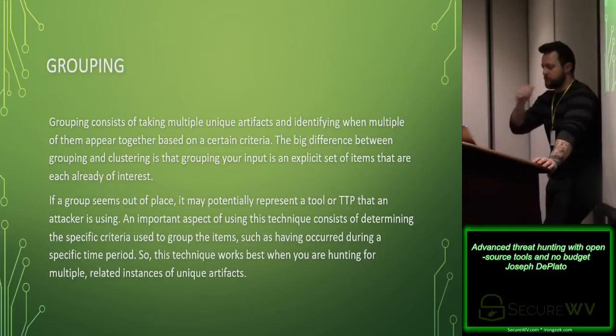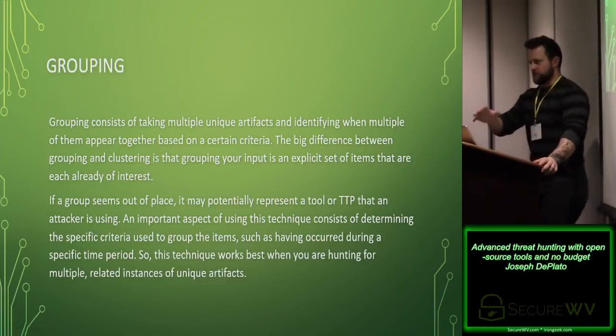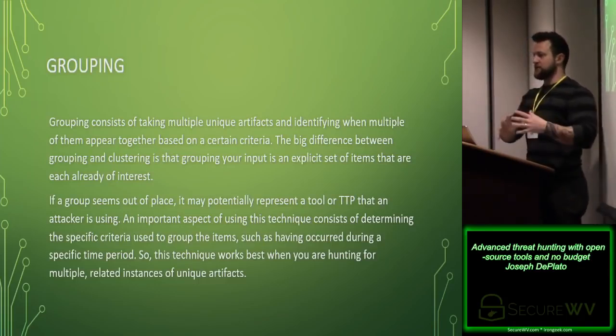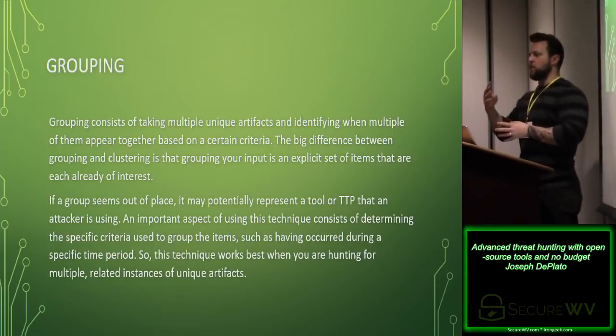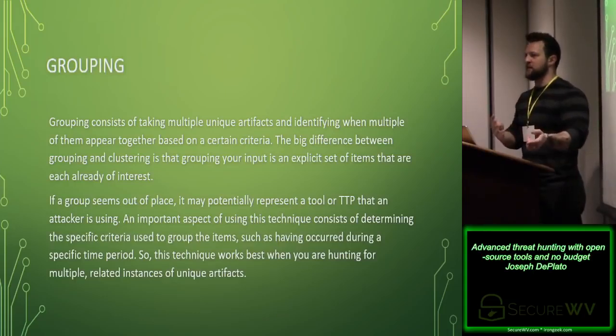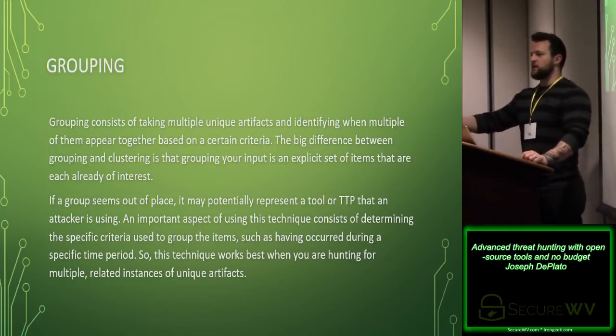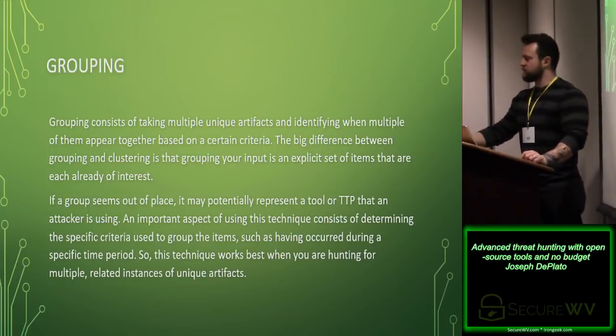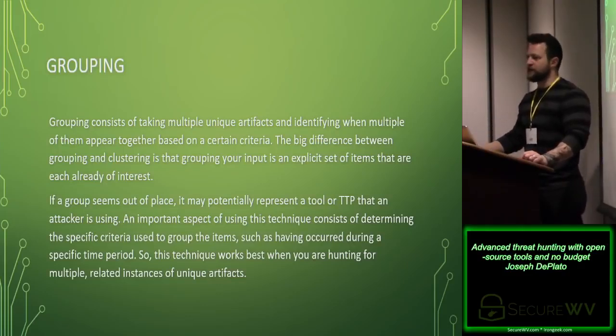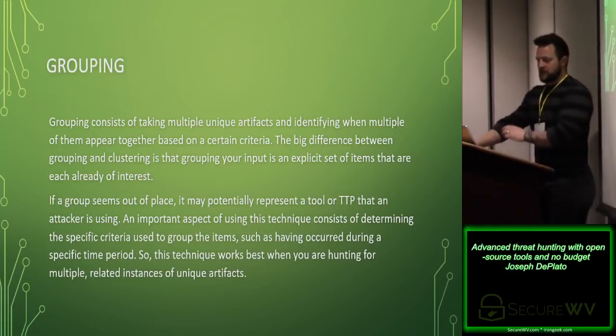So grouping, it's similar to clustering, but it's taking multiple unique artifacts and identifying them when they appear together. So I kind of grouped out of my cluster. You have to cluster first before grouping. The big difference between grouping and clustering is that with grouping, your input is an explicit set of items that are each already of interest. So for example, we just clustered via SSH. Now we're going to group by the 4 non-server machines that we see people using SSH from that don't belong to any of our IT group.